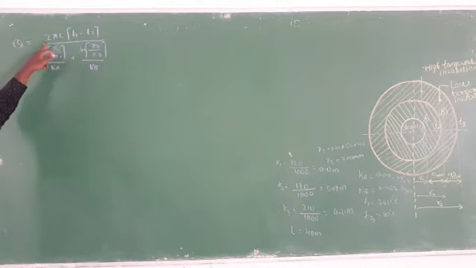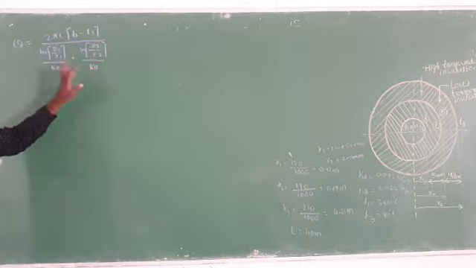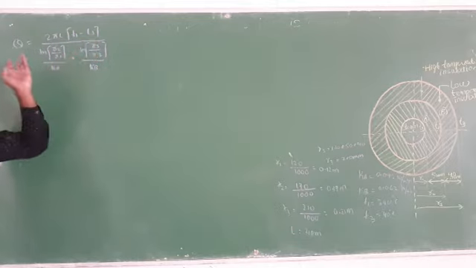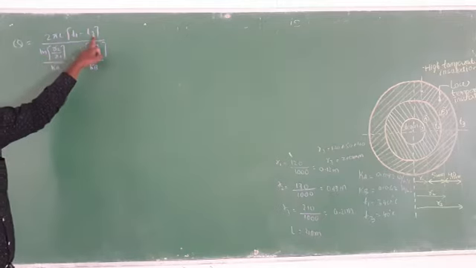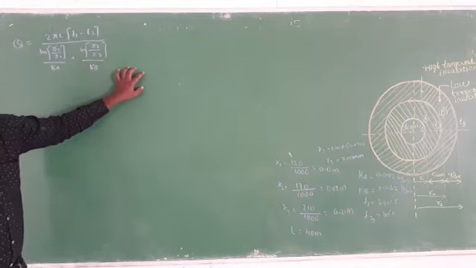Q is equal to 2 pi L (T1 minus T3) divided by ln(R2 by R1) by Ka plus ln(R3 by R2) by Kb. As you can see, here T3 is there, so two components will be there. Suppose here T4 will be there, so three components will be there.